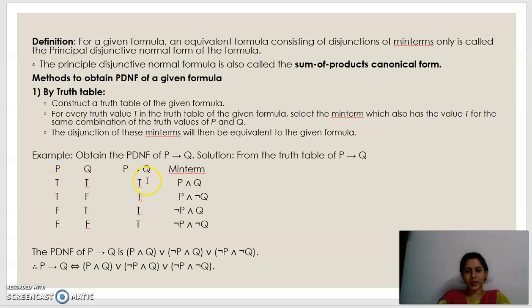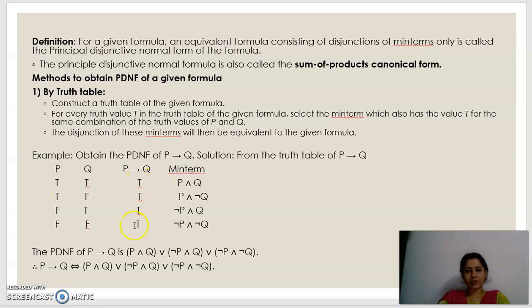In the first row, P conditional Q is true. What are the P and Q values? Both are true, so P and Q connected by AND, as in min terms the variables are connected by AND. If you take the third row, P is false, so we take the negation of P, and Q is true, so take Q. And in the fourth row, P and Q are both false, so take negation of P and negation of Q connected by AND.